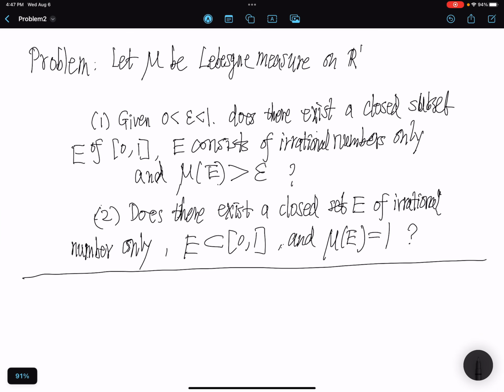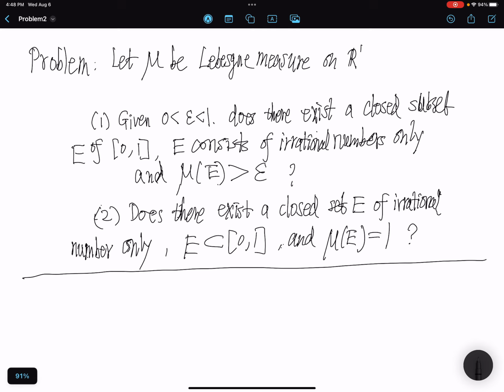Today we'll be working on the following problem. Let mu be a Lebesgue measure on R1. First question is, given any epsilon between 0 and 1, does there exist a closed subset E of the unit interval [0, 1], where E consists of irrational numbers only, and the measure is greater than epsilon?